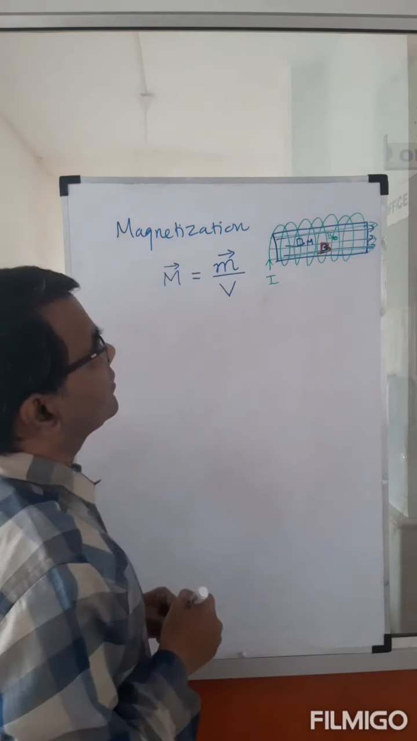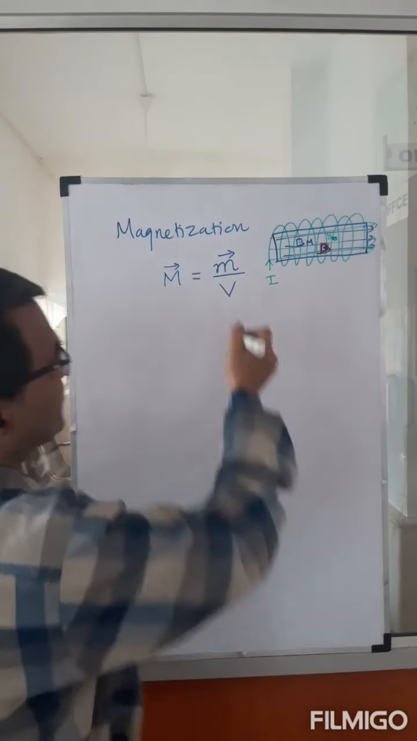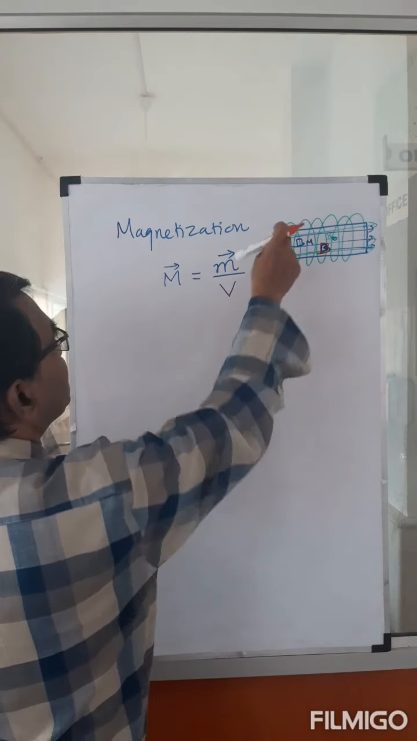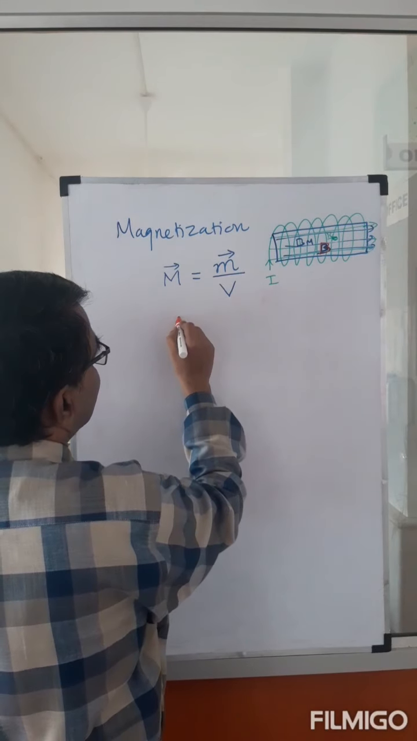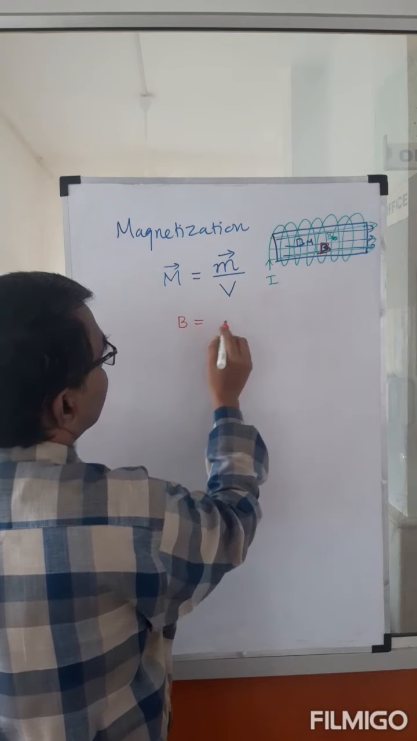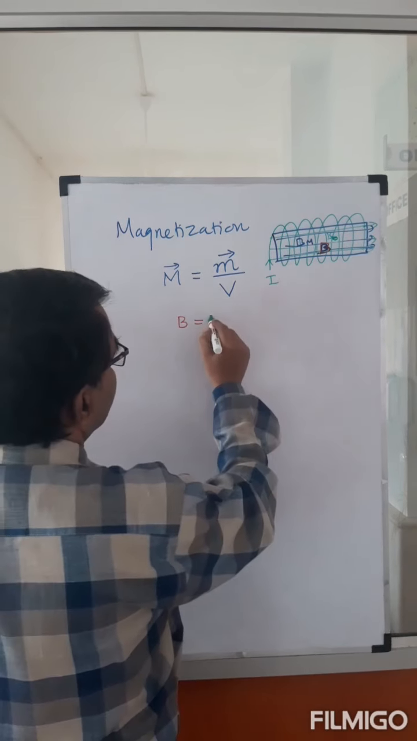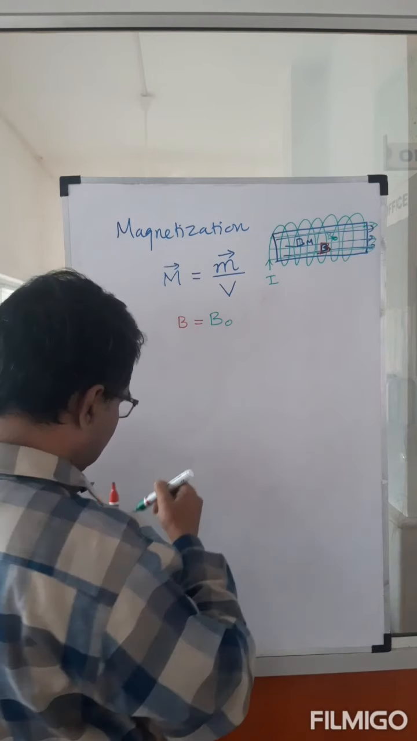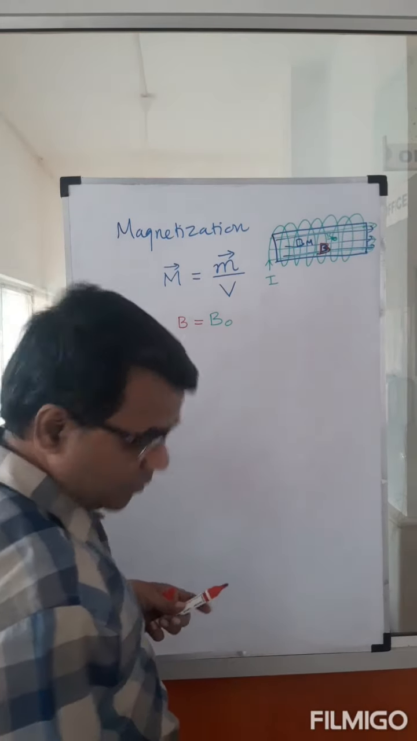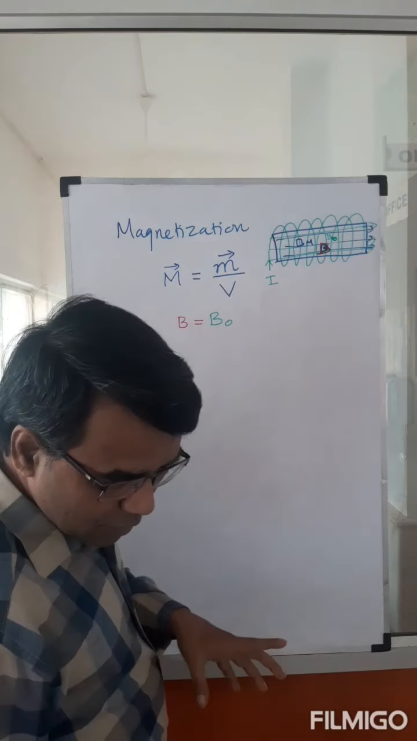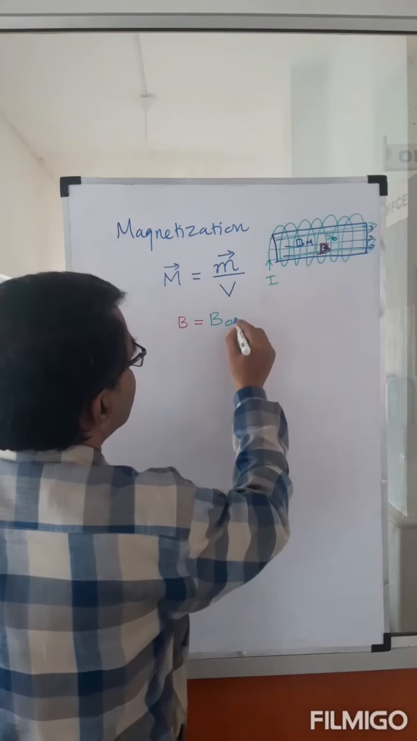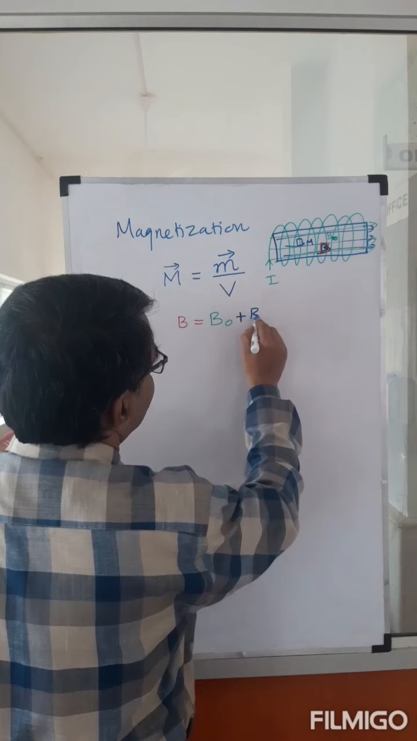Okay. This field inside, B, is actually the sum of these fields. So here you say B is equal to B0 produced by the coil and Bm produced by the magnetic material, because you are magnetizing it.